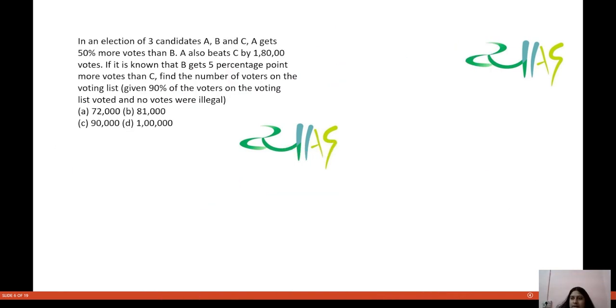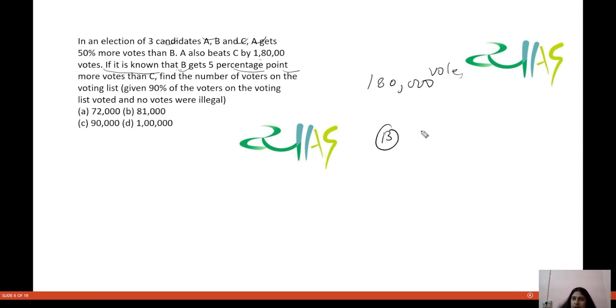Question 9. Guys, look at this question, what this question is saying. It is saying that in an election there are three candidates A, B, and C. A gets 50% more votes than B. A also beats C by 1,80,000 votes. So what it is saying, three candidates are there. A gets 50% more votes than B.